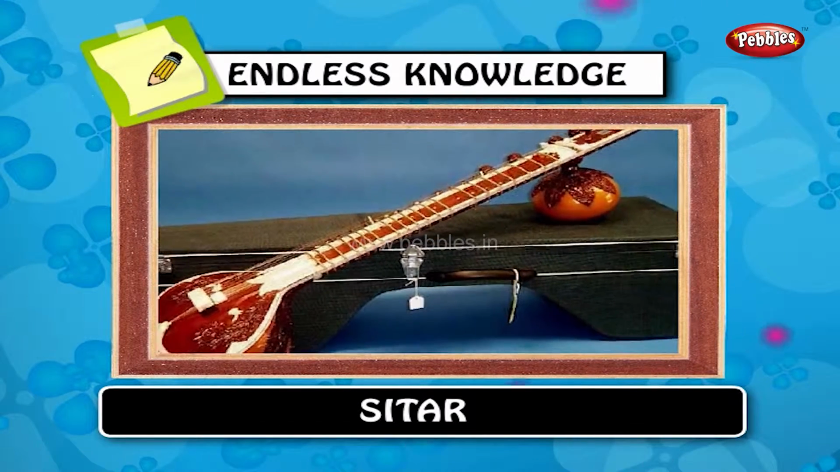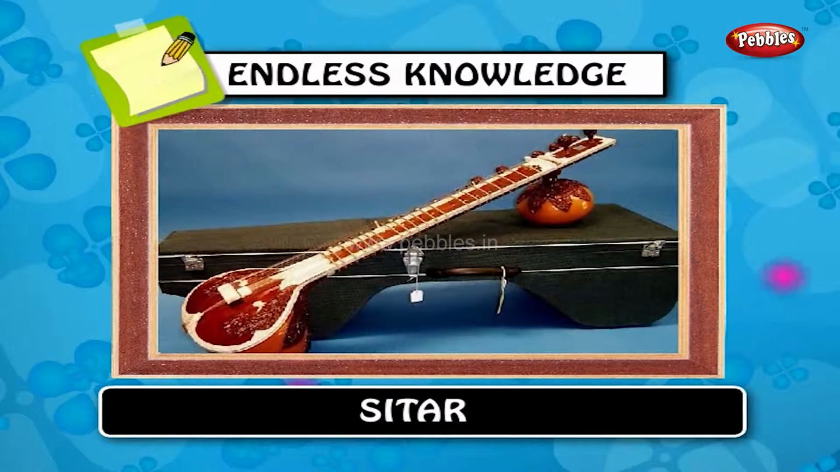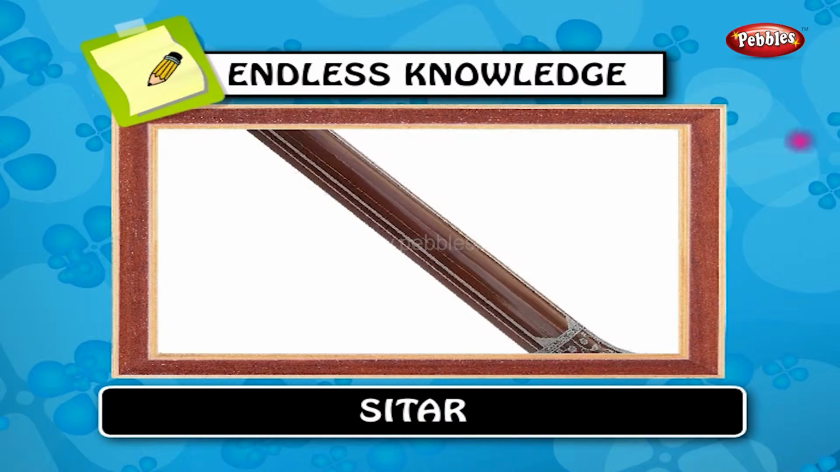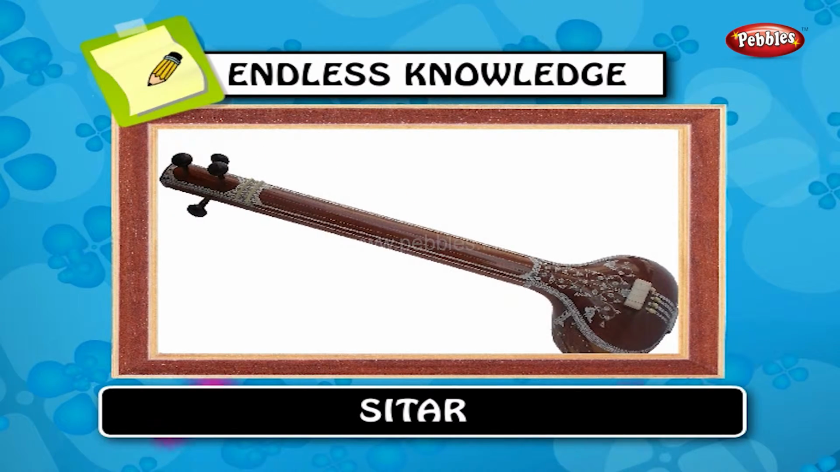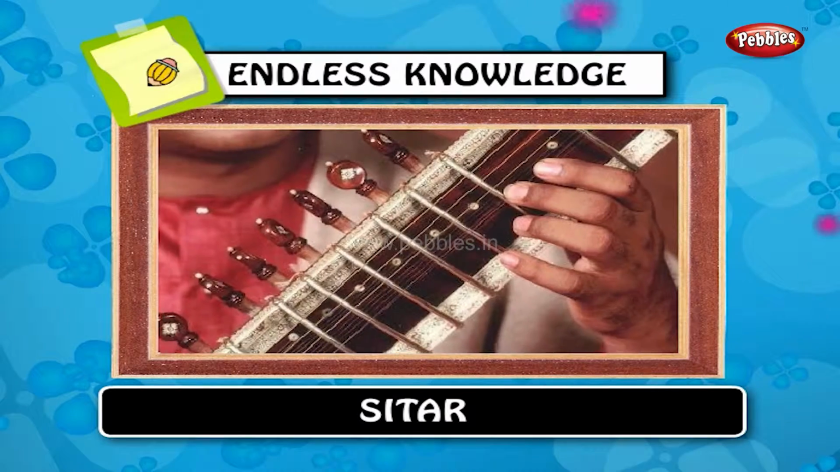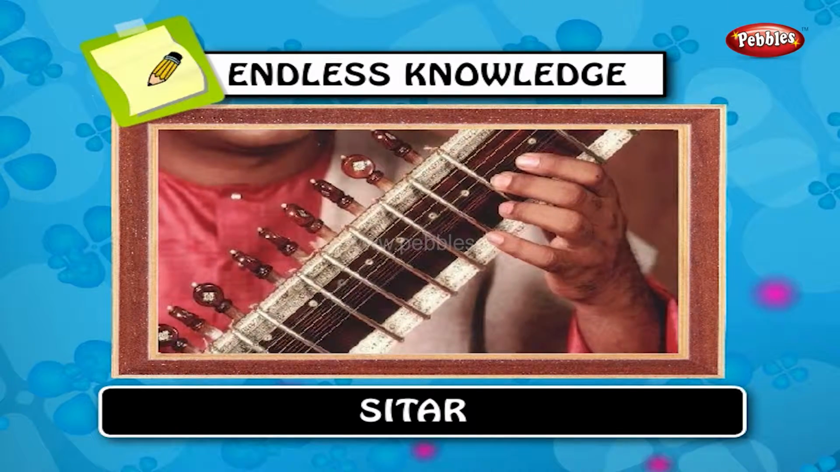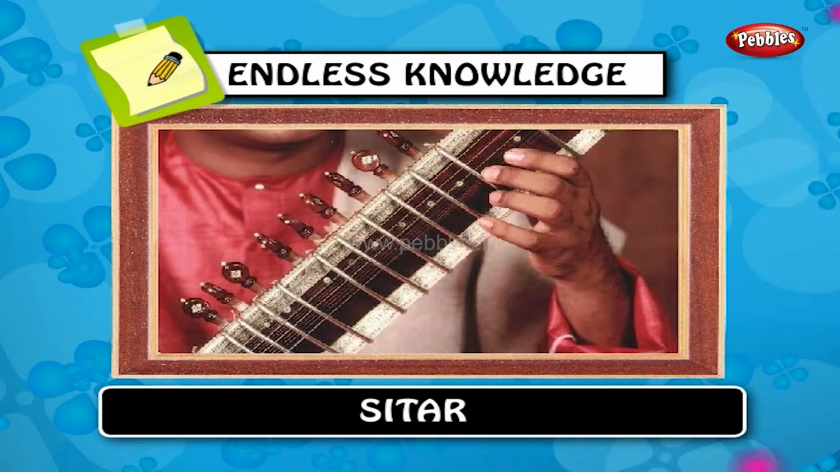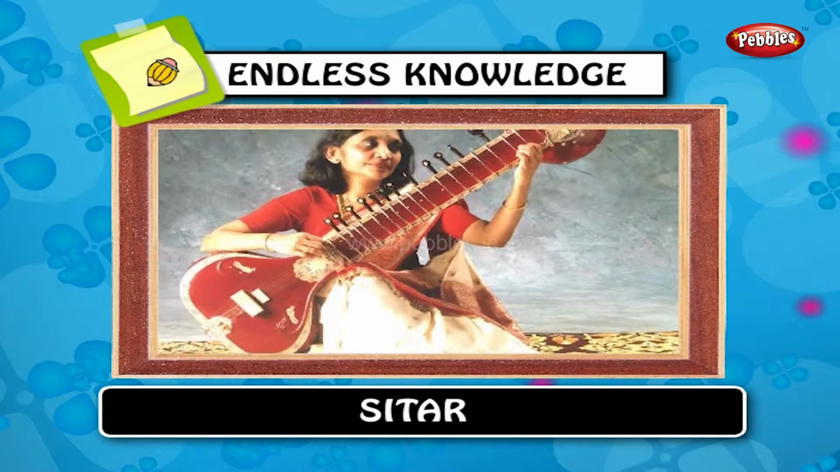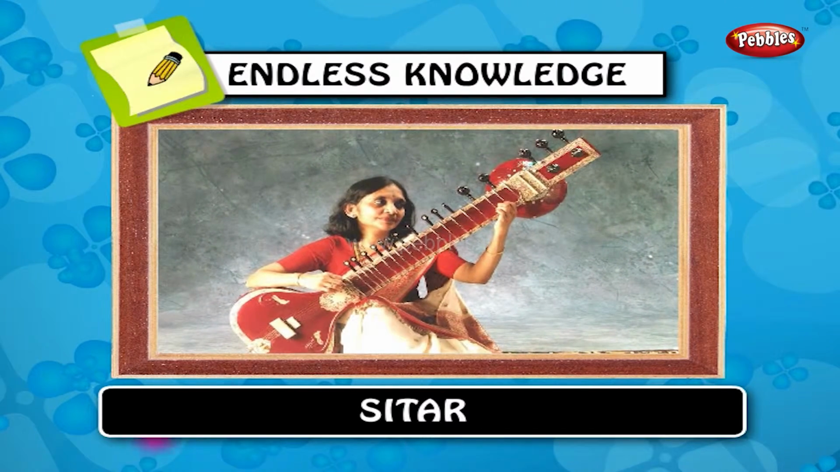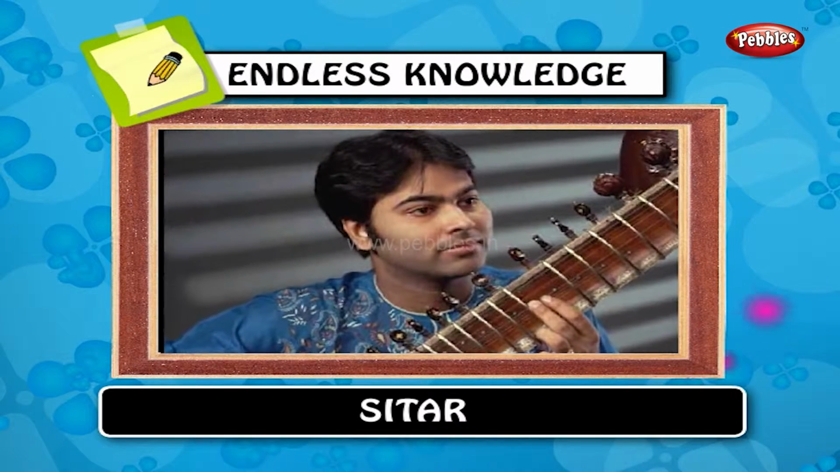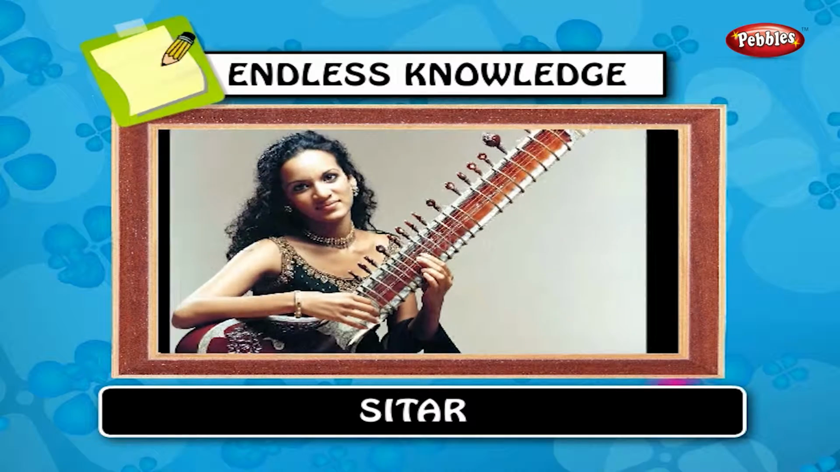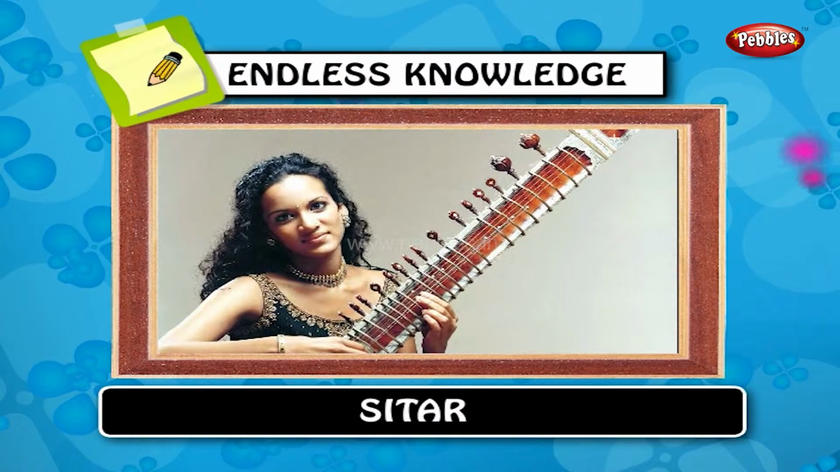Sitar. The sitar is a plucked stringed instrument. It uses sympathetic strings along with a long hollow neck and a gourd resonating chamber to produce a very rich sound with complex harmonic resonance. It is used in Hindustani classical music. This instrument is used throughout the Indian subcontinent, particularly in northern India, Bangladesh, and Pakistan.